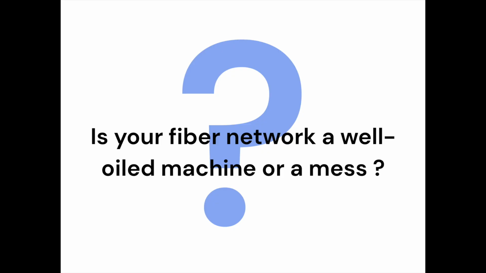So let me ask you something. Is your fiber network a well-oiled machine, or is it more of a tangled mess? It's a question that probably keeps a lot of network managers up at night. I mean, do you really know where every single asset is, how it's connected? Or does the very thought of a fiber break send you scrambling through a pile of outdated spreadsheets and maps that don't even agree with each other?